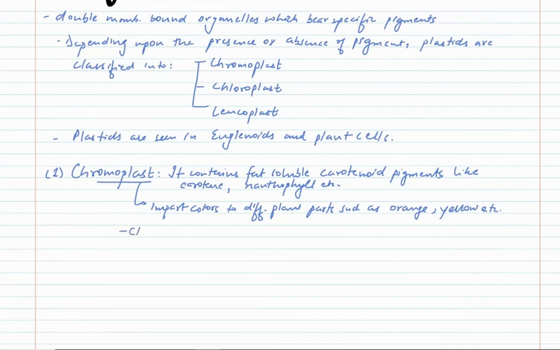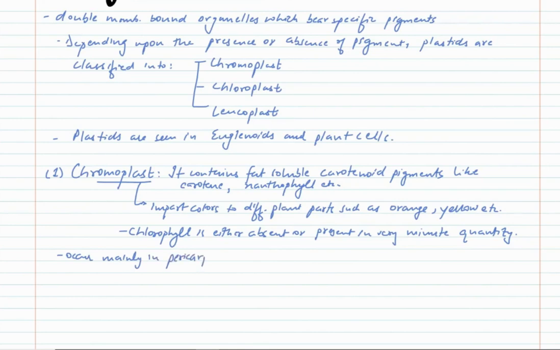Chlorophyll is either absent or present in very minute quantities. This is why they appear yellowish or orangish and do not appear green. They occur mainly in pericarp, which is the fruit wall, thus imparting colors to the fruits, and in petals of flowers.